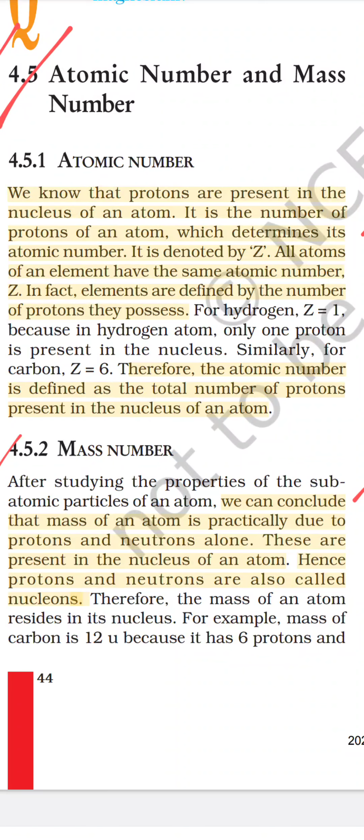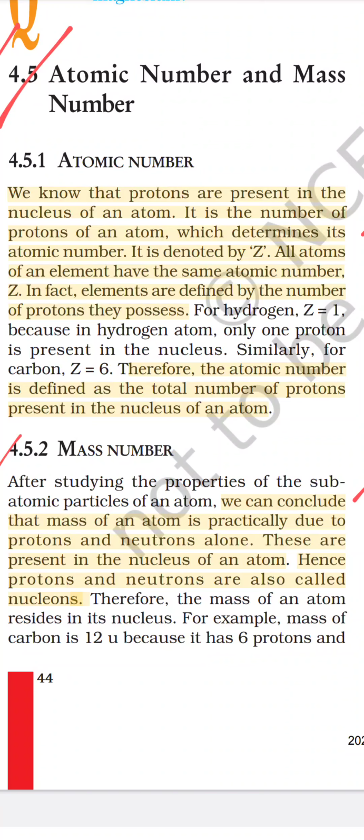For hydrogen, Z equals 1, because in a hydrogen atom, only one proton is present in the nucleus. Similarly, for carbon, Z equals 6. Therefore, the atomic number is defined as the total number of protons present in the nucleus of an atom.